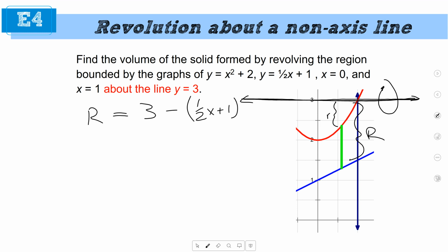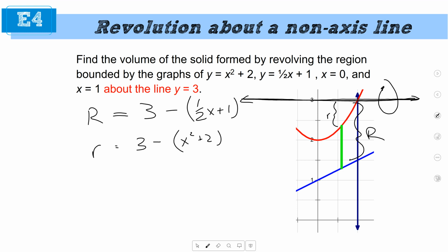Notice parentheses. Muy importante. How we doing? Awesome. What's little r? Good. Still adhering to top minus bottom. And as a side note, if we were doing this with y's, it would be right minus left, but we're still doing top minus bottom. That's the hard part. The rest is easy peasy.